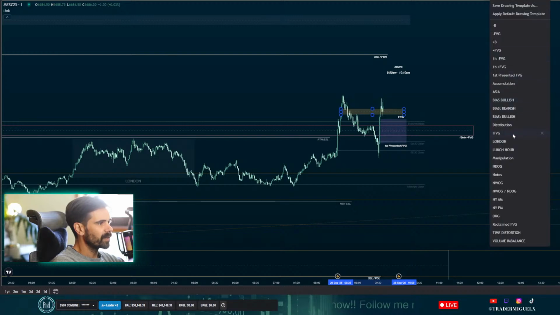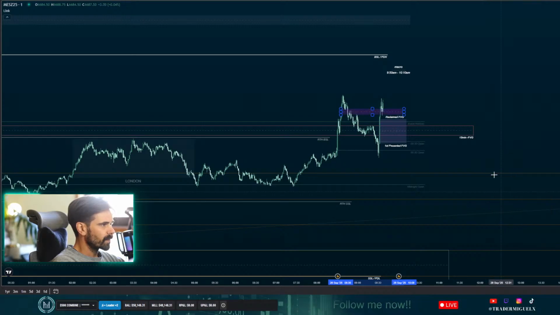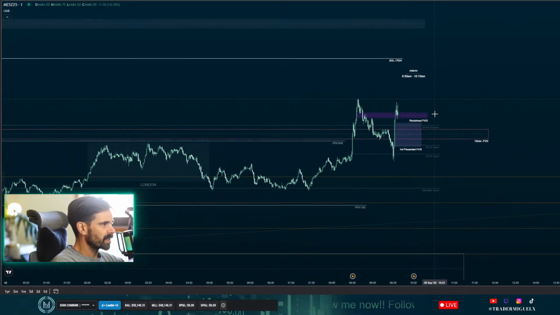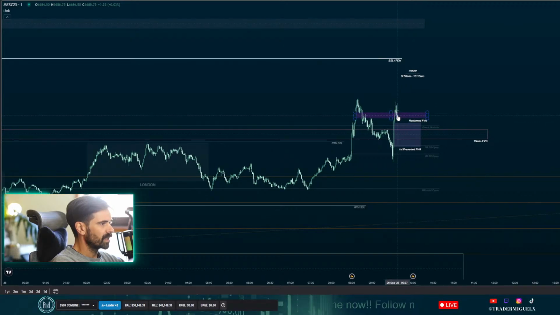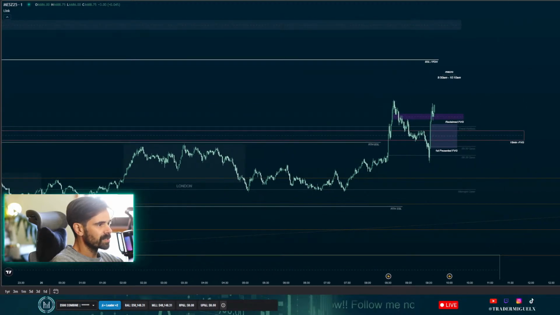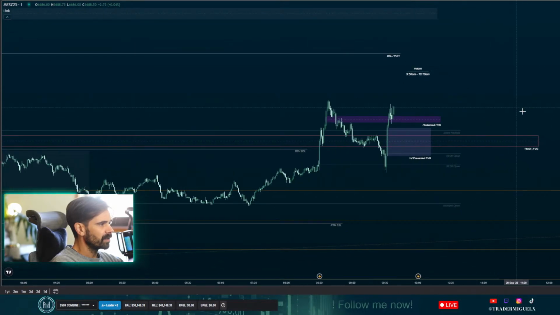Right now, this inverted fair value gap is being worked out as a reclaimed fair value gap. I would like to see it reclaimed, just to see price do something like this and go straight to this buy side liquidity here. I will not take any trades yet, just reading price right now.